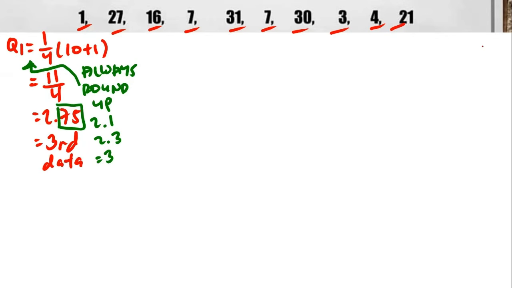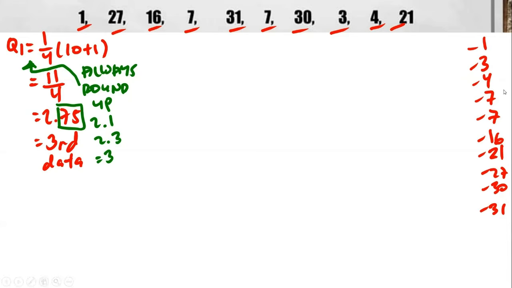data. Okay, so let's arrange 1, 3, I should say, not 7, 3, 4, 7, 7, susunod, 16, 21, 27, 30, and 31. May nakalimutan ba? 1, 2, 3, 4, 5, 6, 8, 9, 10. Okay, wala. So, yan yung ating data from lowest to highest. Yung third data natin ay 1, 2, 3. So, yung 4. So, Q1 natin is actually 4.